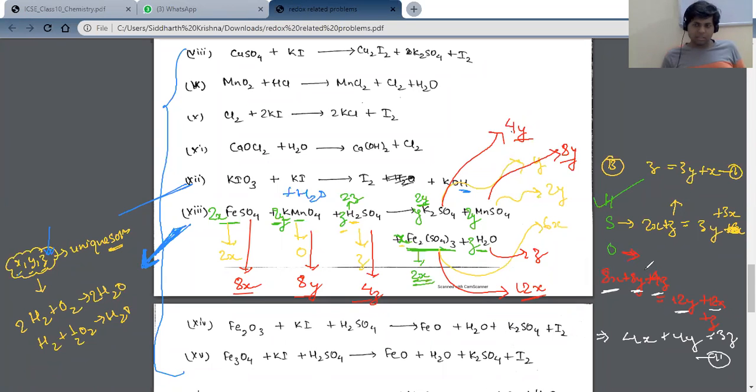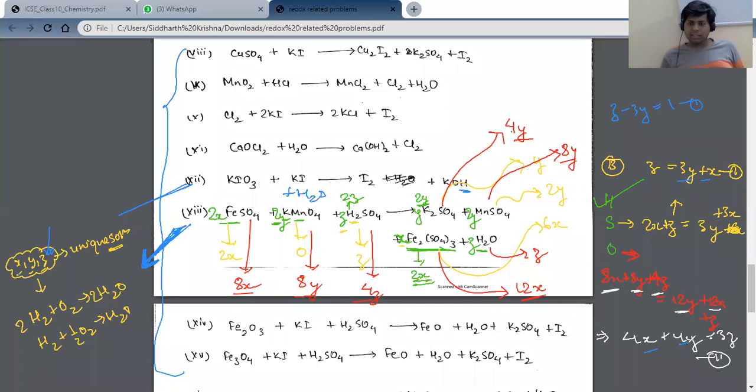Sir, what value should we take for now? So we can substitute z. Z is 3y plus x, and z is 4x plus 4y. You can take x as 1. Just take x as 1 and let us see how things go. Then z minus 3y equals 1. This is the first equation.